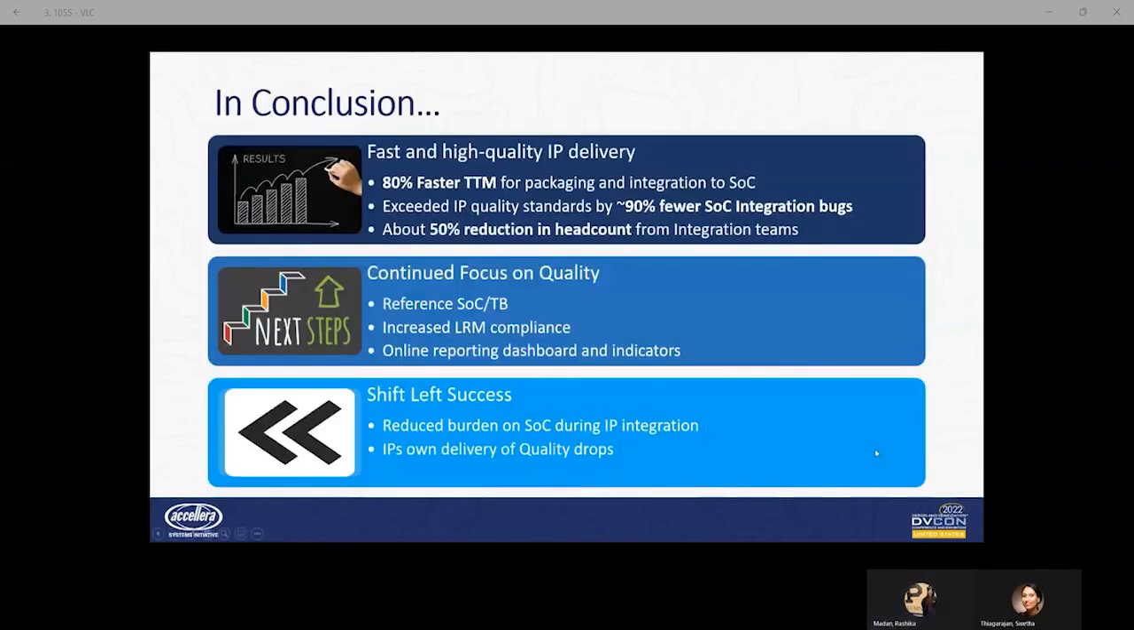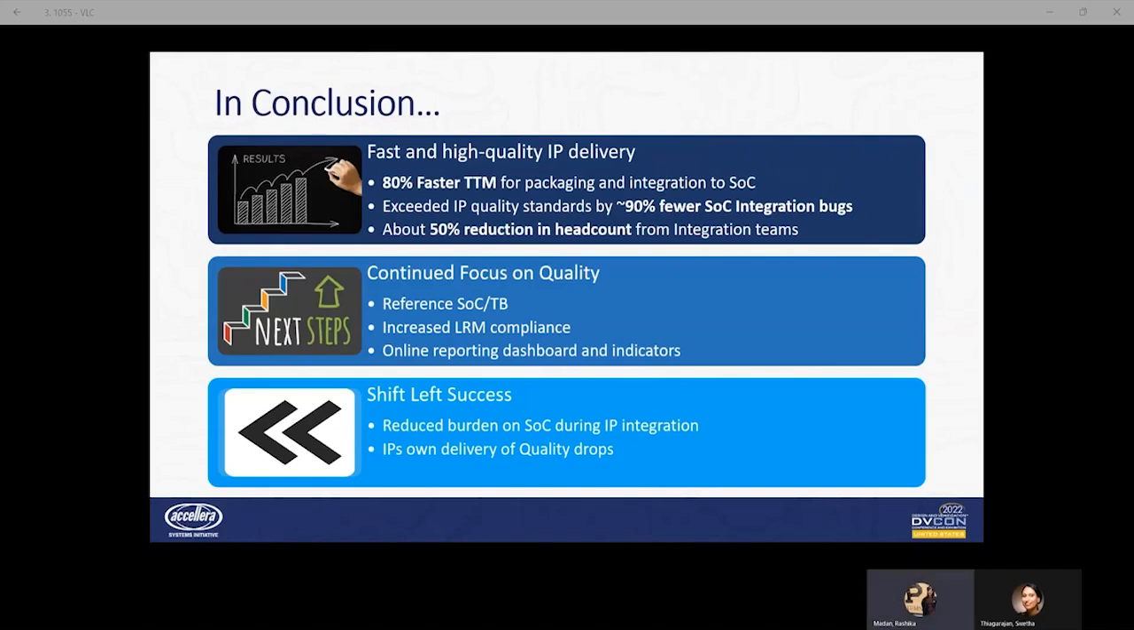To conclude, front-end integration turnaround time decreased from an IP delivery perspective while also reducing the integration bugs, significantly shifting left to the IP owning the responsibility for quality milestone drops. Export IP and Orion Quality Checker both delivered results immediately upon deployment. From an IP delivery perspective, both front-end integration turnaround time as well as integration bugs were significantly decreased.